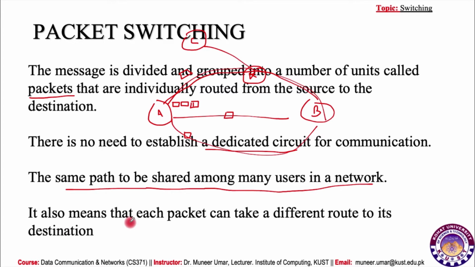It means that each packet can take a different route to its destination. As I told you, A is sending some data. So let's say we have three packets. These three packets can be routed through different routes towards B.